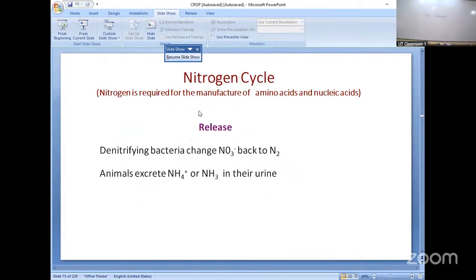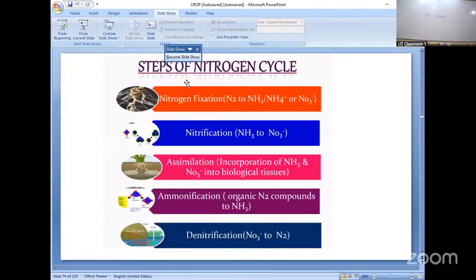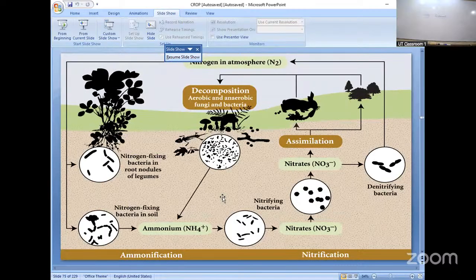Okay, and what is the release? Denitrifying bacteria change nitrates back to nitrogen in the atmosphere. Animals excrete ammonium ions or ammonia in their urine. Like this, it enters the atmosphere. So the various steps in the nitrogen cycle are nitrogen fixation, nitrification, assimilation, ammonification, and denitrification.